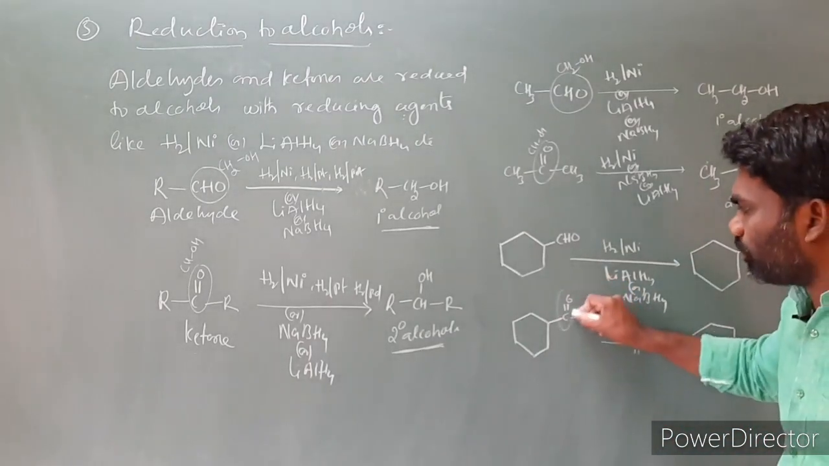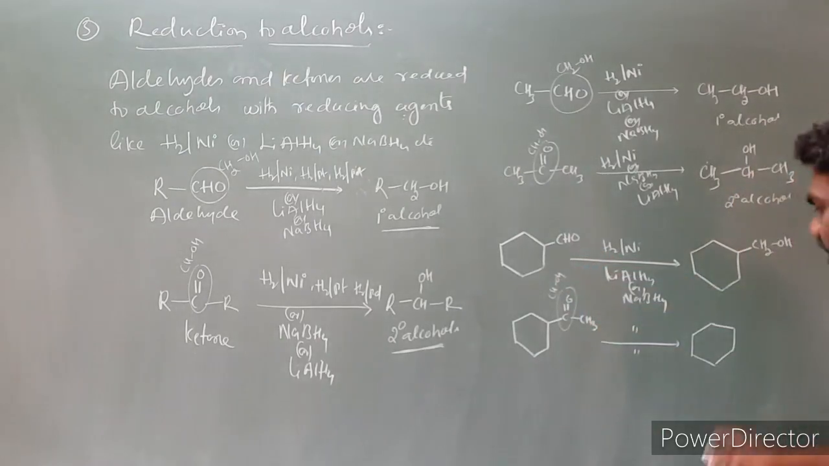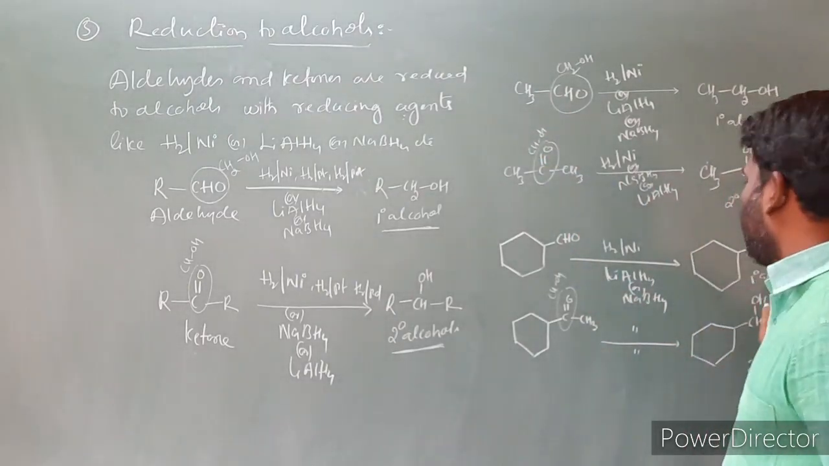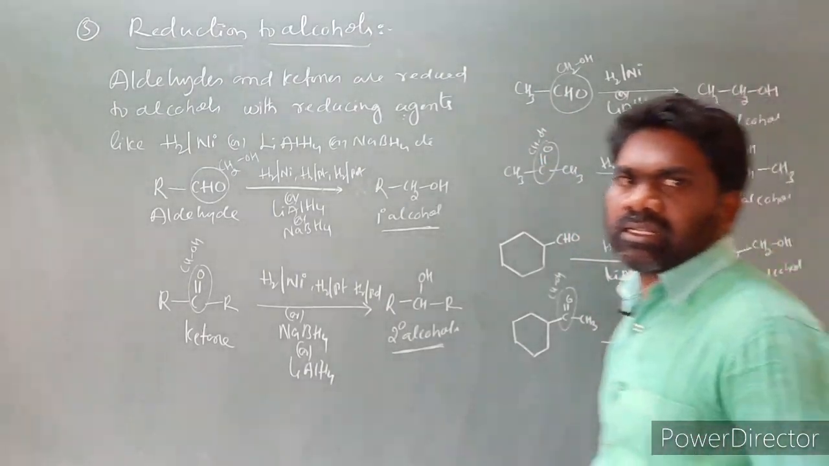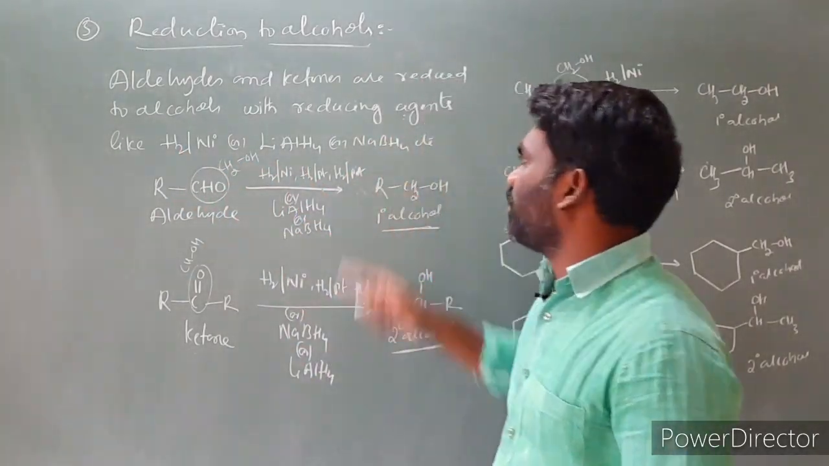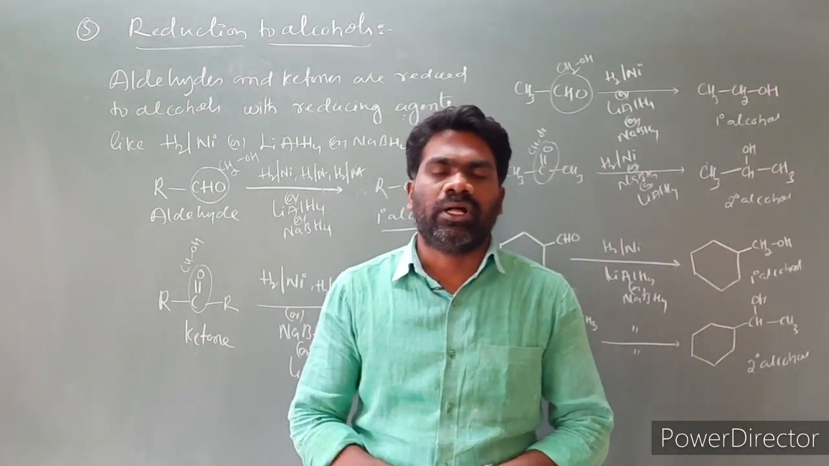Then the C double bond O group is converted into CHOH, and the remaining group we have is CH3. So look here: we got a secondary alcohol. Here we got a primary alcohol. So reduction of aldehydes will give primary alcohols, and reduction of ketones will give secondary alcohols, with reducing agents like H2 over Ni, lithium aluminum hydride, sodium borohydride, etc. So this is the reduction of aldehydes and ketones into alcohols.